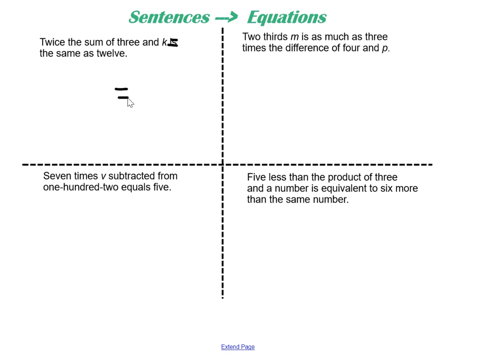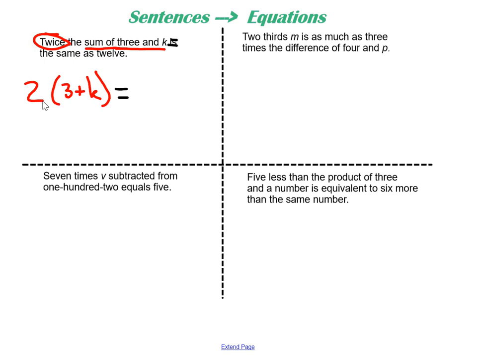So it says twice the sum of 3 and k. What that tells me is I need to do 3 and k, but I need to take the sum of that. So the sum of 3 and k, so 3 plus k. But I don't just want that, I actually want twice that amount. So I'm going to put parentheses around that, and I'm going to multiply that by 2, because I want twice the sum of 3 and k.